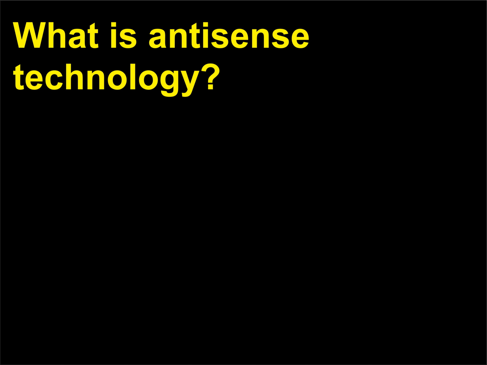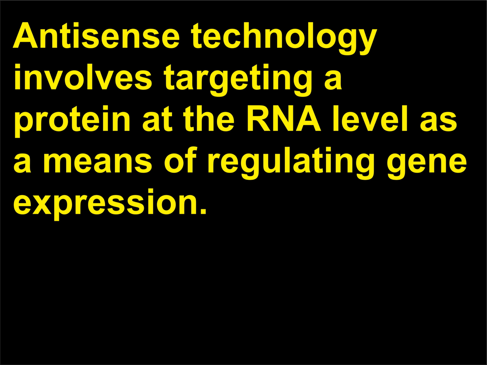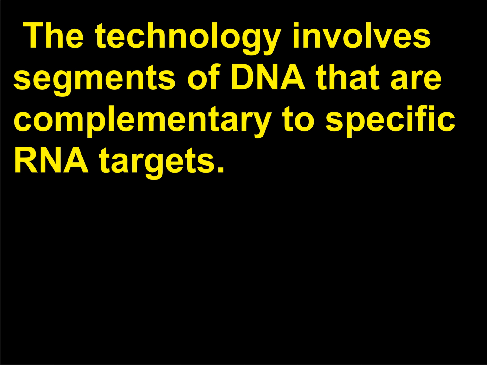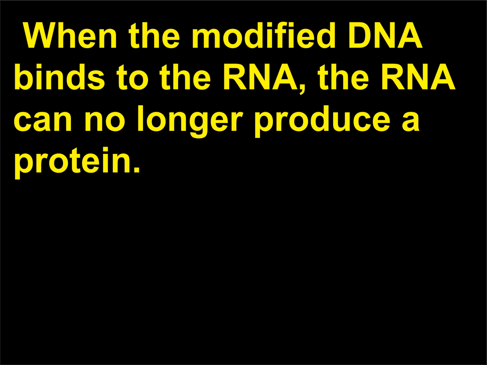What is antisense technology? Antisense technology involves targeting a protein at the RNA level as a means of regulating gene expression. The technology involves segments of DNA that are complementary to specific RNA targets. When the modified DNA binds to the RNA, the RNA can no longer produce a protein.